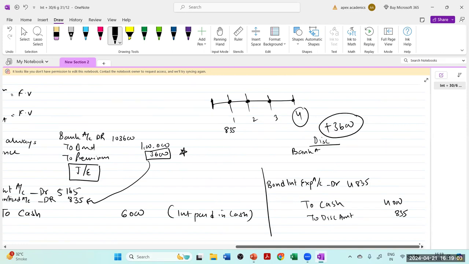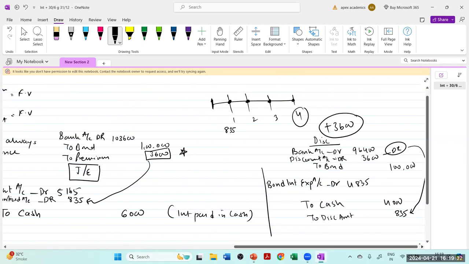It was bank account debit. How much was the bank account debited for? It was debited for 96,400. Correct? Bank account debit to bond. Bond was how much? And 3,600 was what? Discount. Discount account debit. This was sitting where in the debit? This was an expense. I started unwinding that expense. Understood?